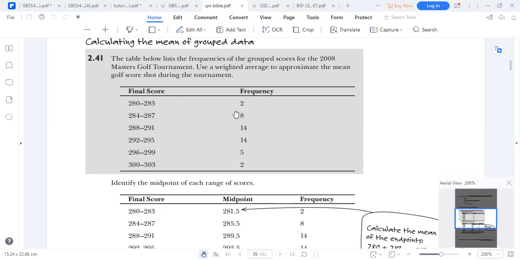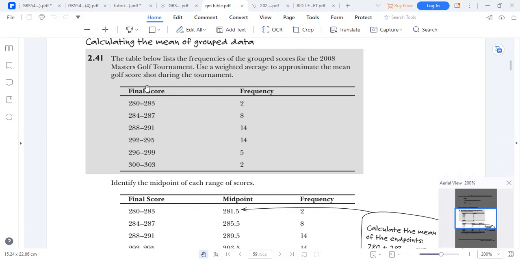So this is the frequency distribution table, which has what we call the classes and the frequency here. Now, from the classes, you're able to tell three things. Number one, whether this data is adjusted or not. 280 to 283, 284 to 287, 288, so there's a gap of 1. So this is telling you that they are not adjusted.